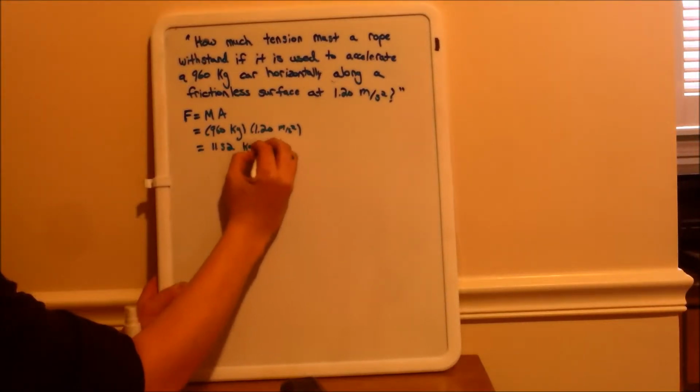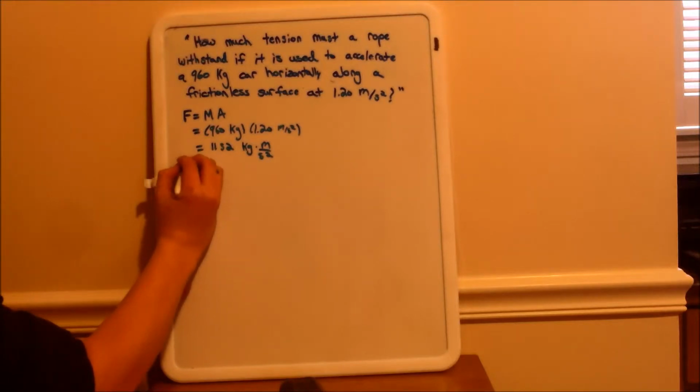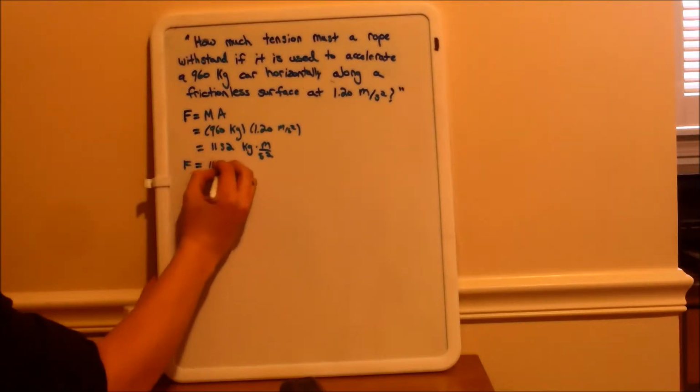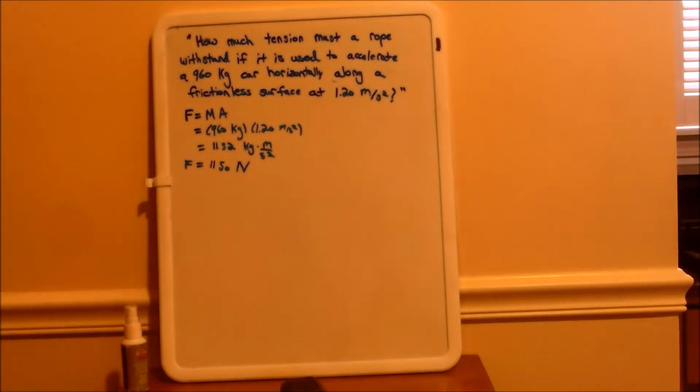Next, we write this as 1,152 kilograms times meters per second squared. Now we know that kilograms times meters per second squared are the same as newtons, so we rewrite that along with the correct number of sig figs and get 1,150 newtons.